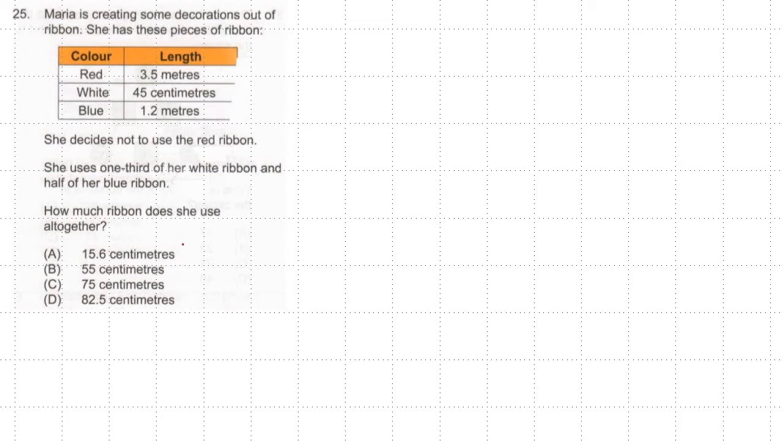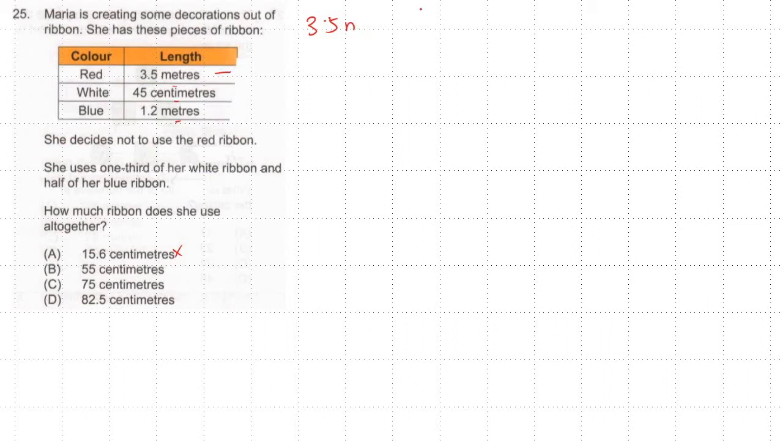Okay? When you see such a question, you must always be very careful with the units. I can see that there's meter, centimeter, meter. Okay, let's see what the question was. The question is... okay, all the answers here are in centimeter. So I have to change this into centimeter.